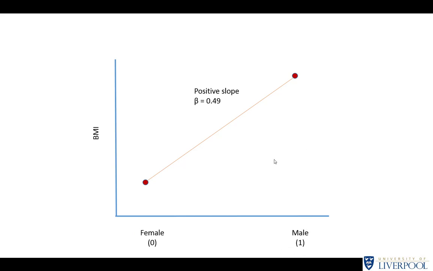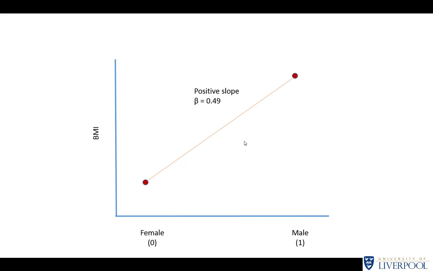What a regression is essentially doing, as you'll know from lectures, is trying to plot a slope for a relationship between two variables. If you've got two categories in your predictor, you can plot a slope, and the slope makes statistical sense because you've got your female scores and the male scores, and then the line between them represents a slope. So in this case, the slope is a beta of 0.49. It's a positive slope.